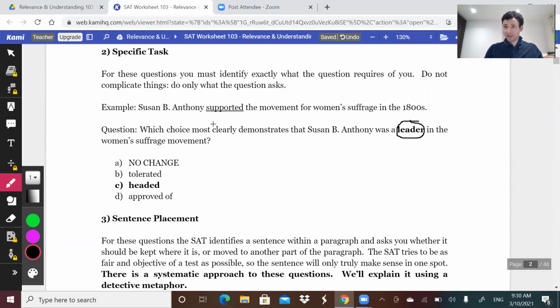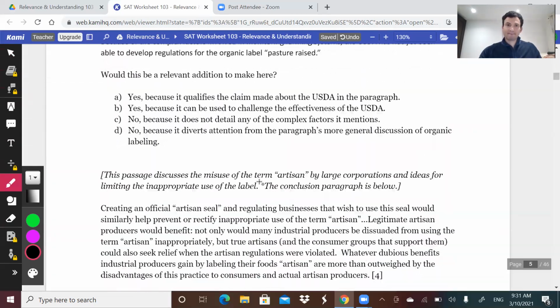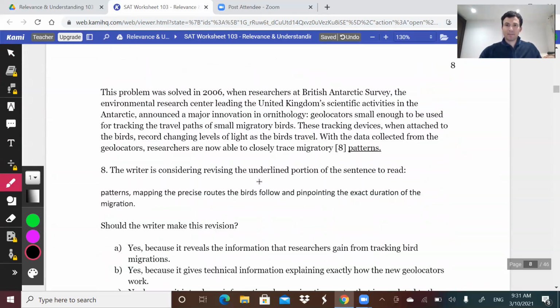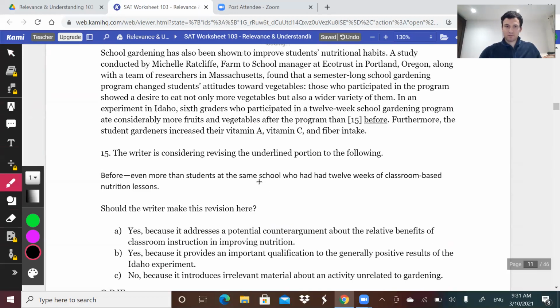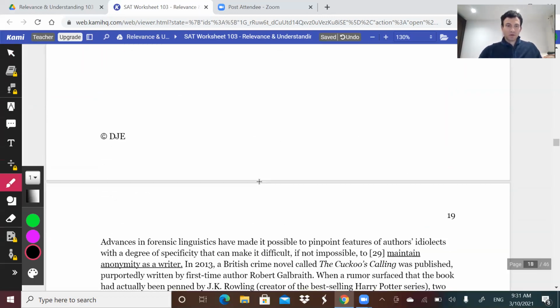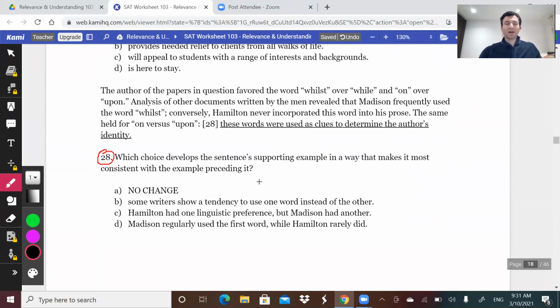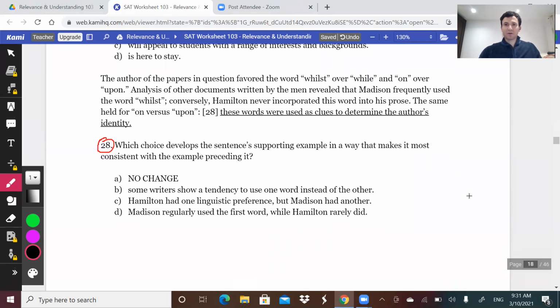Supported doesn't make you a leader. Tolerated doesn't make you a leader. Approved of doesn't make you a leader. Headed makes you a leader. Let's see how this plays out on an actual test question. I specifically have picked a question here, number 28, that stumps a lot of students.